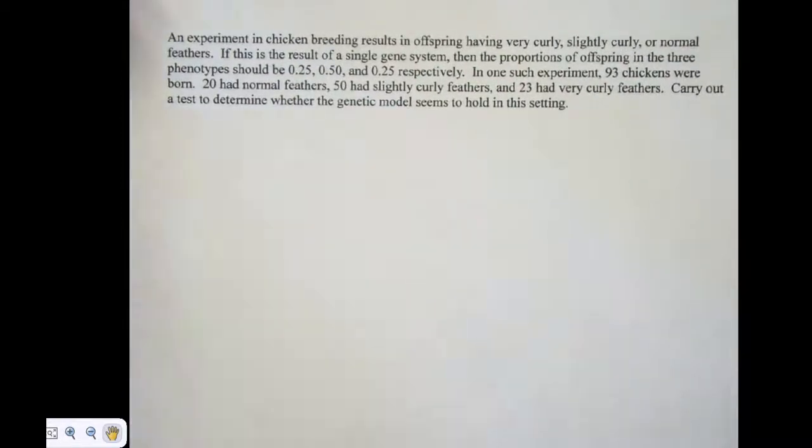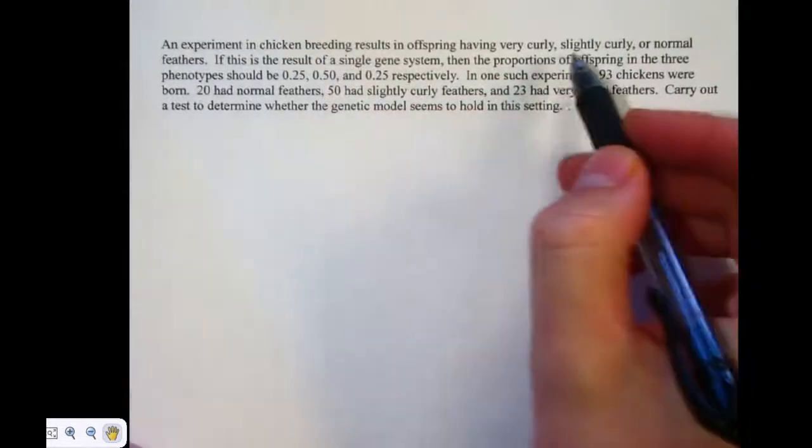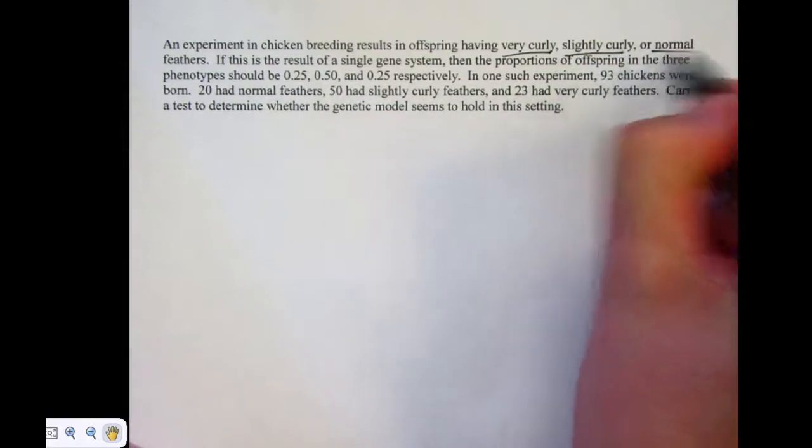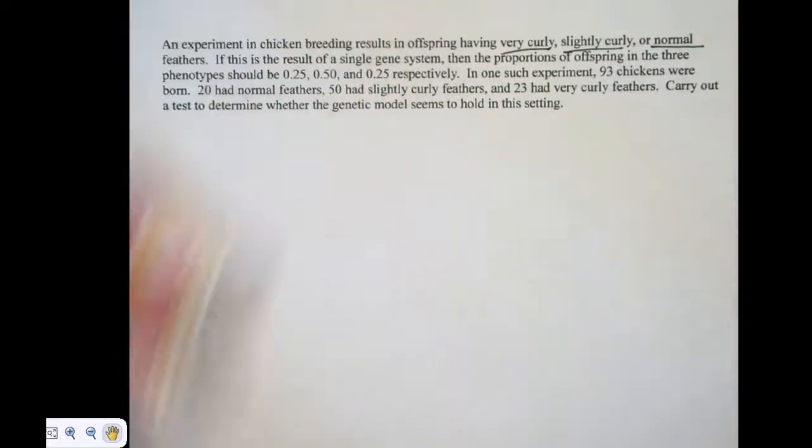Alright, so if you read through this, the chickens have either very curly, slightly curly, or normal feathers. So is that means, proportions, or categories? That's categories, right? You have to be one of those 3. You can't be between. They're going to put you in one of those slots. We're not dealing with numbers here. It's just which slot are you.